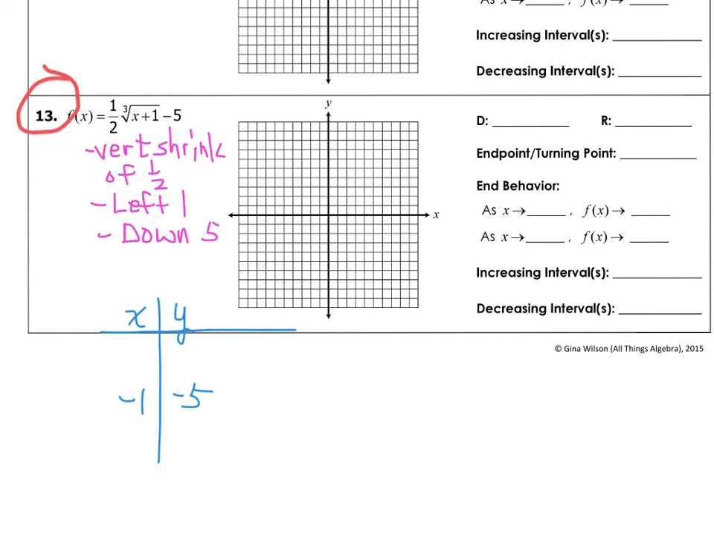Then the point to the left of -1, so let's go ahead and plot our parent function, and then we'll start plotting. So this is our parent function. And then -8, -2. Okay, so that's our parent function. I'm not going to connect those. And then I'm going to plot this new turning point, which is -1, -5.